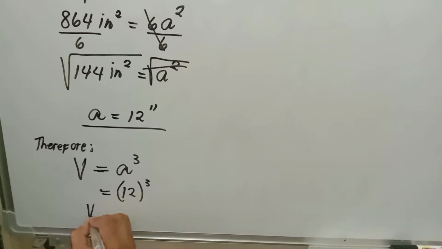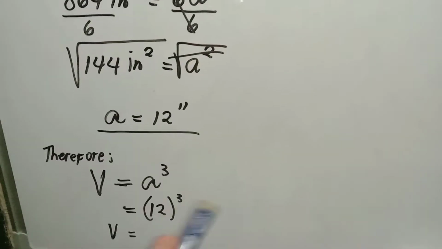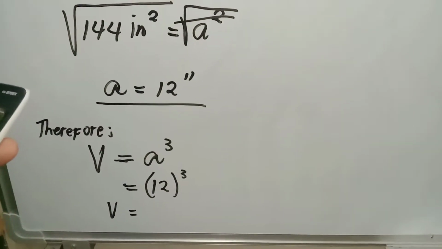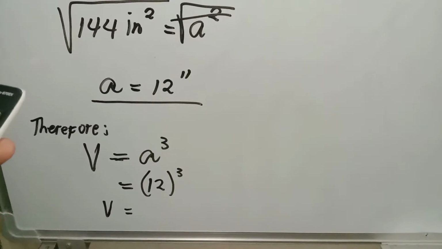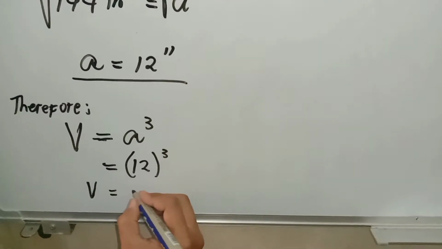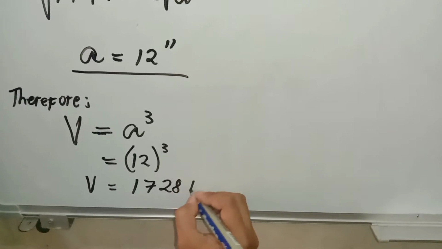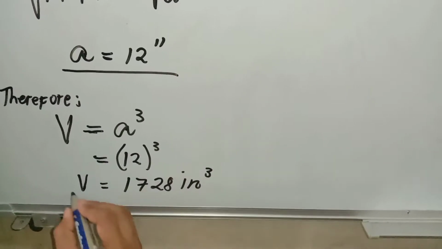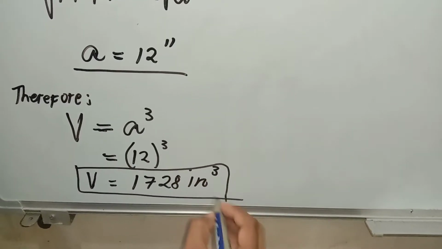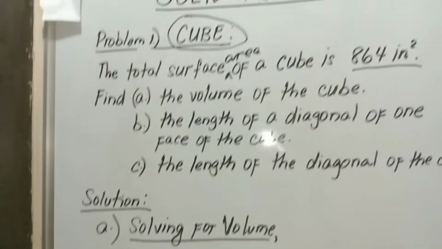So volume will be equal to how much, guys? 12 cube, or 12 to the power 3. 1,728 cubic inches. Okay, so this is the volume of the cube for the first requirement. 1,728 cubic inches.